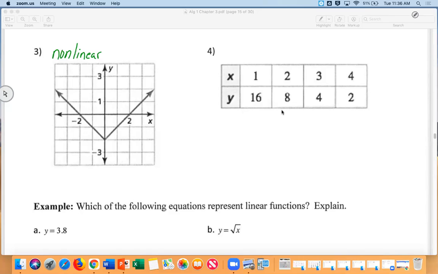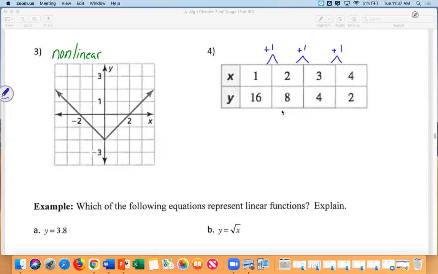Mike, how do we go from 1 to 2? You add 1, plus 1. I add 1. How do I go from 2 to 3? 1 plus 1. How do I go from 3 to 4? 1 plus 1. So I'm adding 1 here.